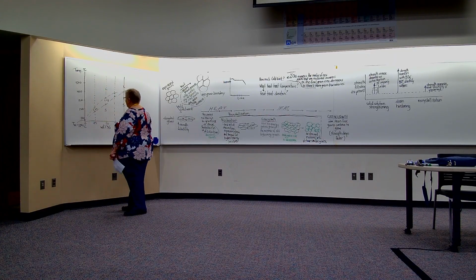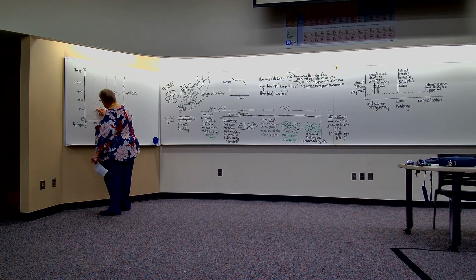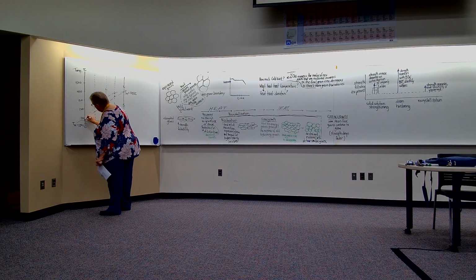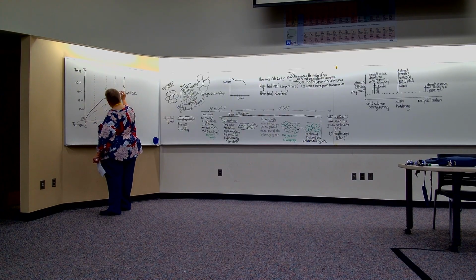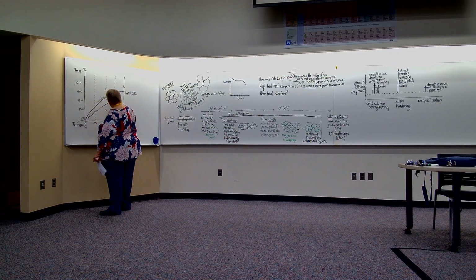is called a phase diagram. Sort of a map that says anything above this line is liquid. This line is called the liquidus. And anything below this line is solid. And this line is called the solidus. And in between, I have both phases.